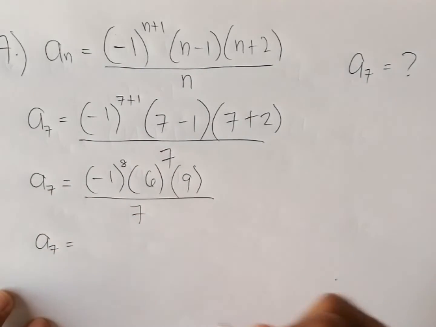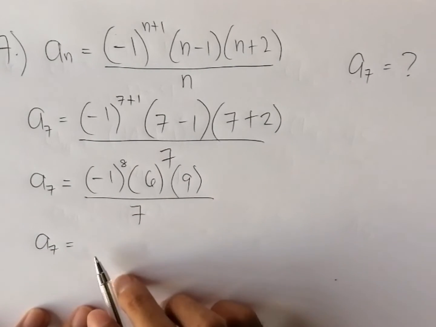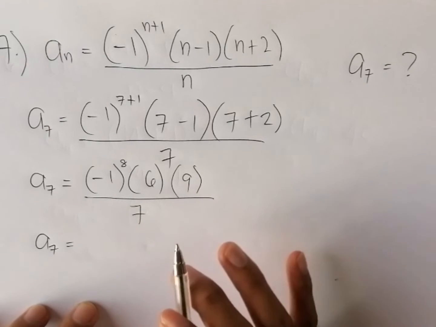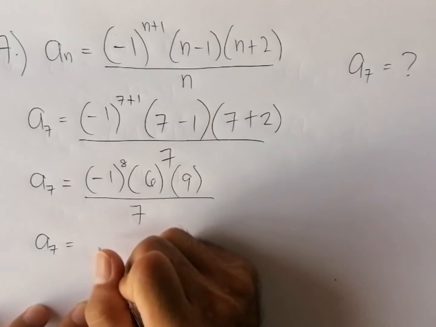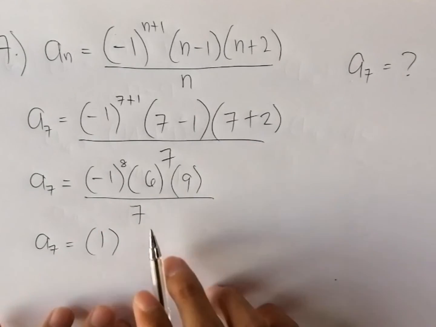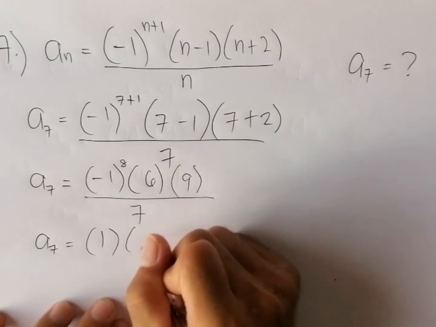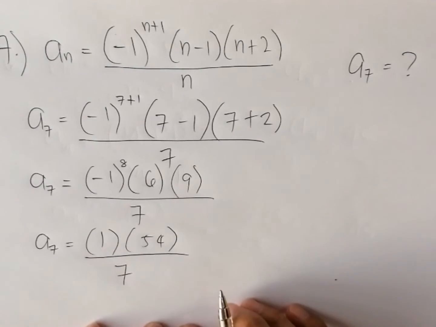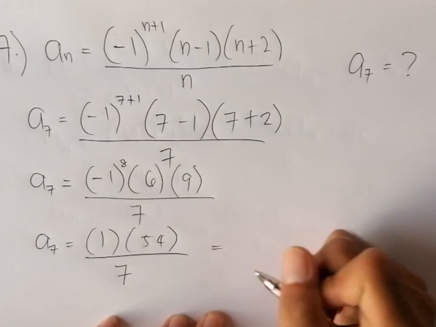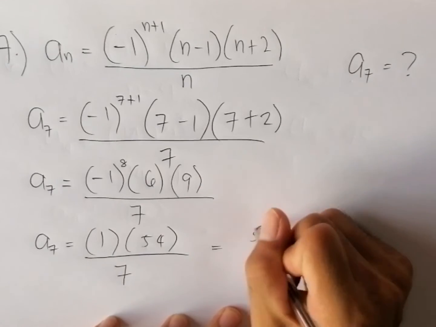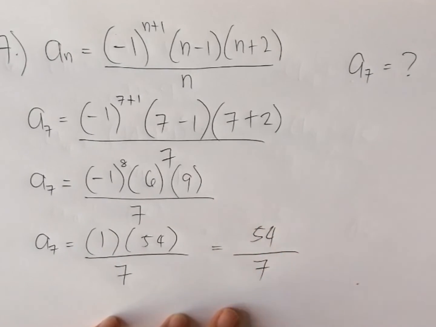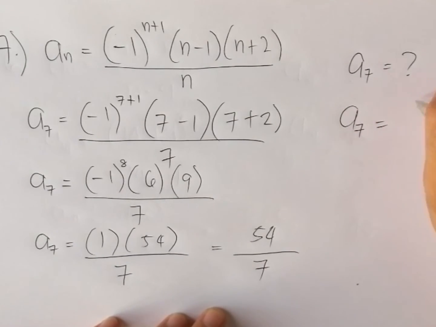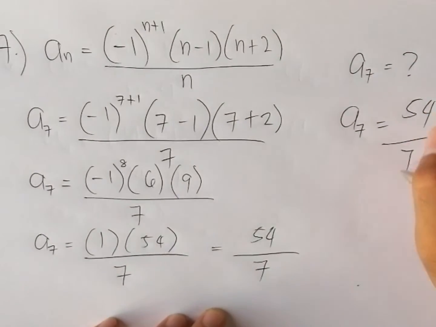A sub 7 is equal to -1 raised to the power of 8, rather, it is equal to 1. Then 6 times 9 is equal to 54 all over 7. So that is equal to 1 times 54, that is equal to 54 over 7. Therefore, a sub 7 is equal to 54 over 7.